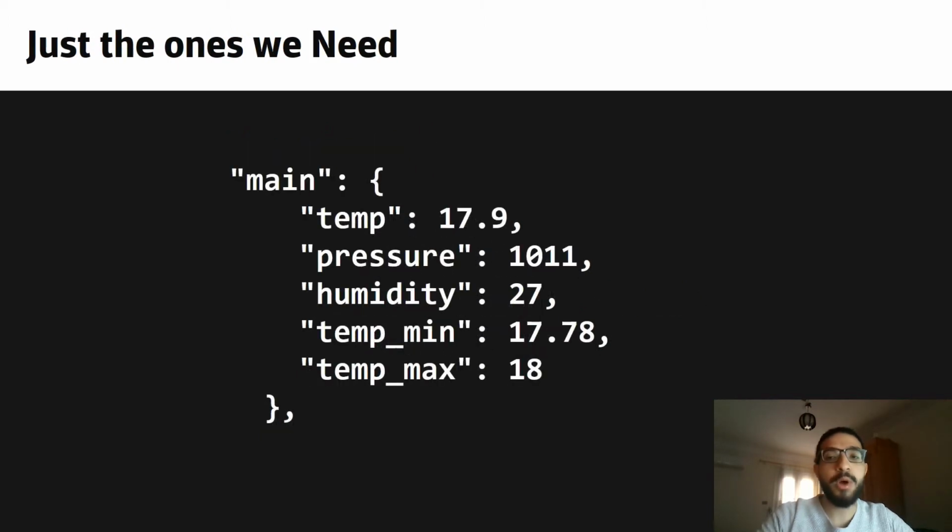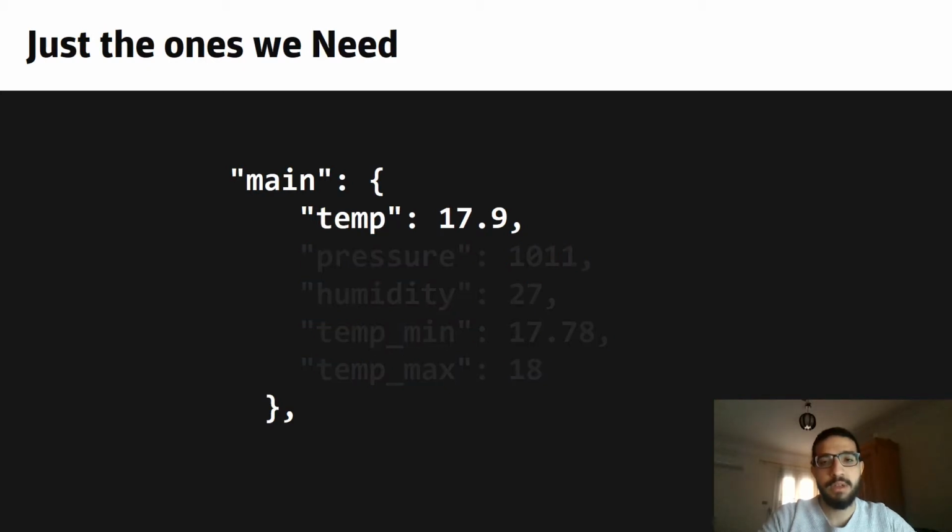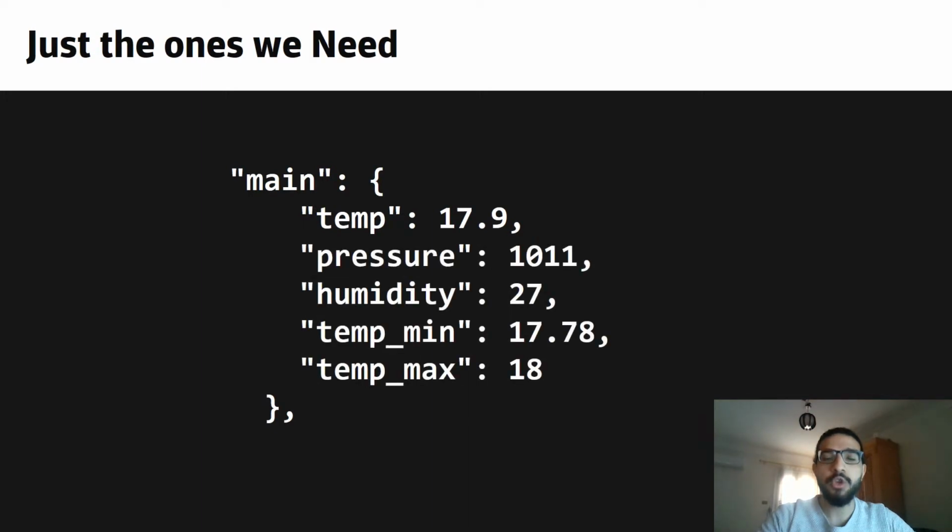Next up, we'll parse the key main. This will be easier. We just need the value of the key temp. Notice the following. Unlike the key weather that had a value of an array, the key main doesn't. Also notice that the value of the key main is of type object.